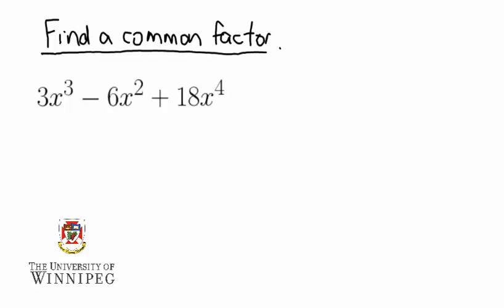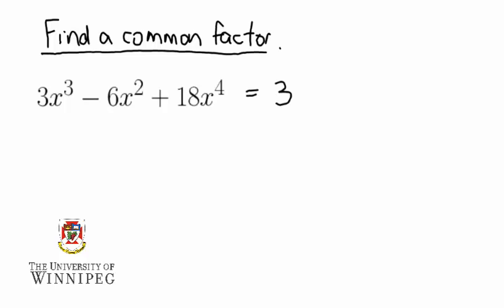In the next two examples, we're going to take a look at common factoring. In our first example here, we have 3x cubed minus 6x squared plus 18x to the 4. The first thing that I tend to do when looking for a common factor is to see if there's a common factor within the numerical coefficients only. So in this case, I'm focusing on 3, negative 6, and positive 18. 3, negative 6, and positive 18 all share a common factor of 3.